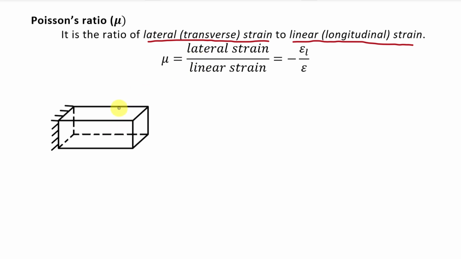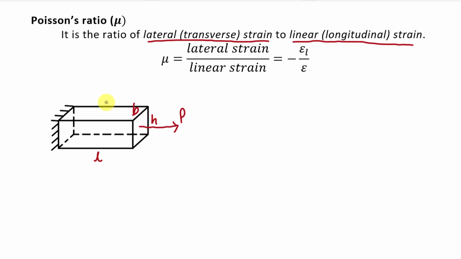And now let's say we have this body which is fixed at the left hand side. Here this is the length of the body L, this is the height of the body H, and this is the width of the body B. Here we are going to apply tensile load P on the body in the right direction. So this direction will be taken as the longitudinal direction, or it is also called the linear direction, because it is the direction along the force.